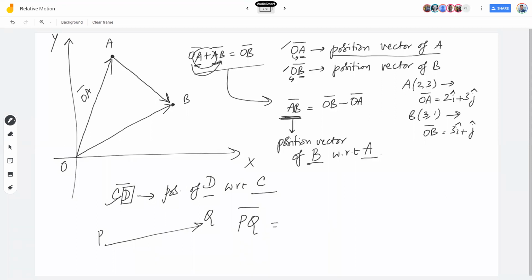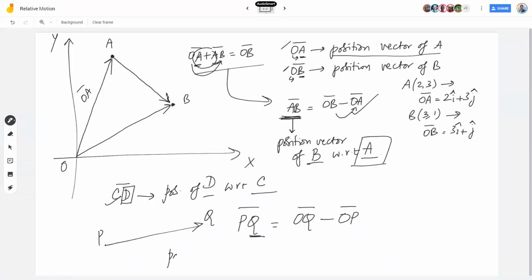And it is a difference, a subtraction, written like this: final point's position vector, the position of Q, minus initial point's position vector. Understood? Like this: AB bar is equal to OB bar minus OA bar, B with respect to A. The reference point is always subtracted. Understood or not? The reference point is always subtracted. The position vector of B with respect to A is written as AB bar.